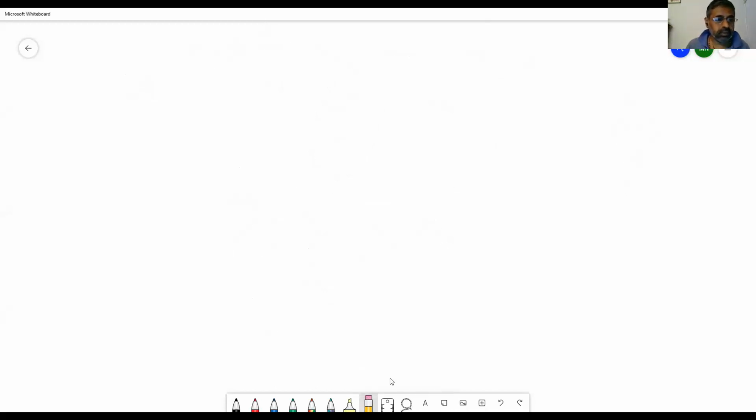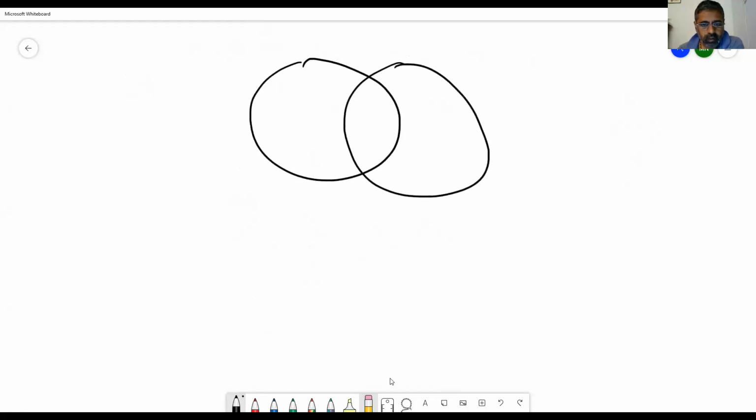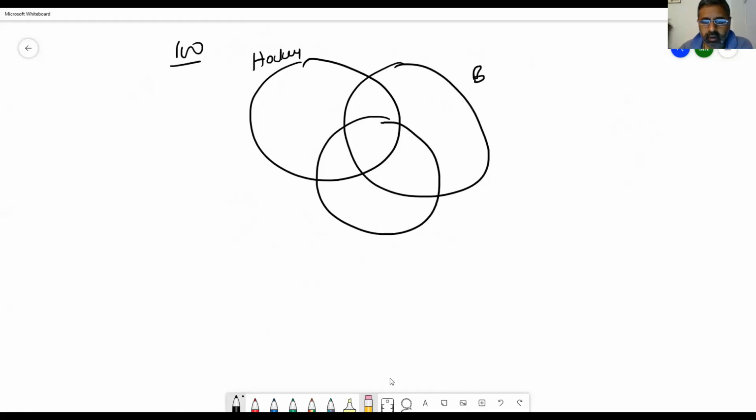Now we look at a situation where there are 3 of them, and we'll try to pick up the maximum and minimum of all these categories. Let's assume there are 100 people who like hockey, basketball, or cricket, and you have, let's say, 60 here, 50 here, and 55 here.